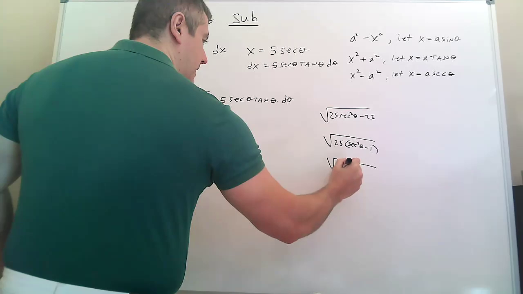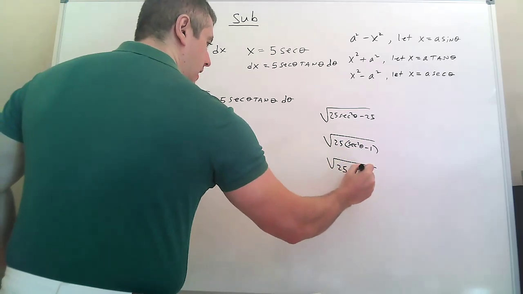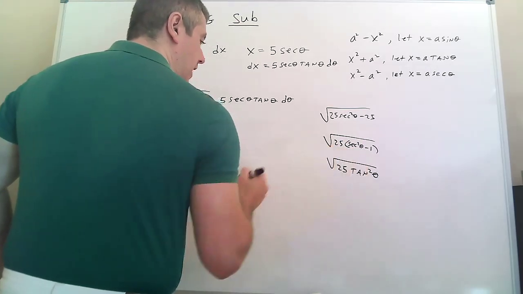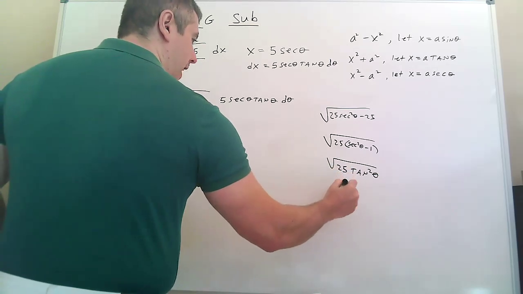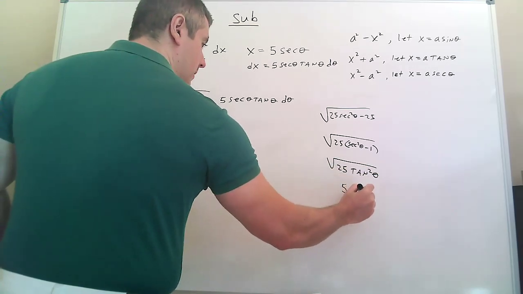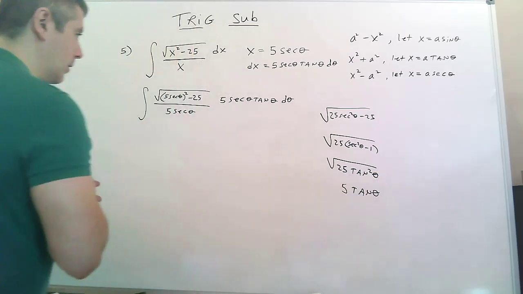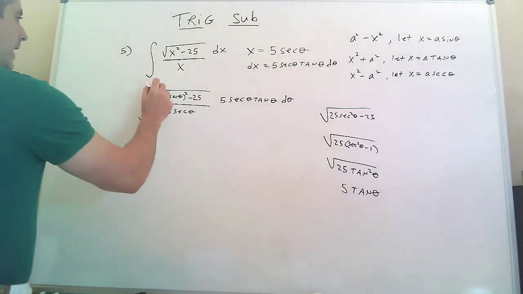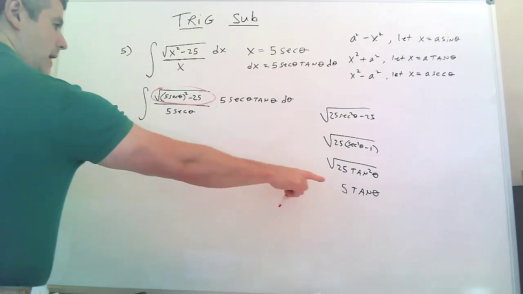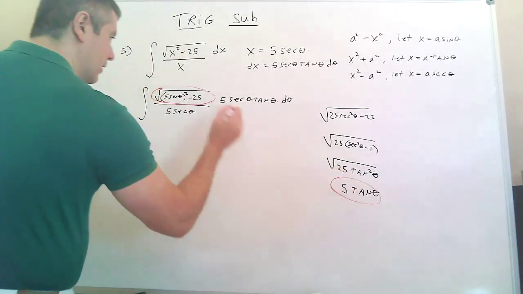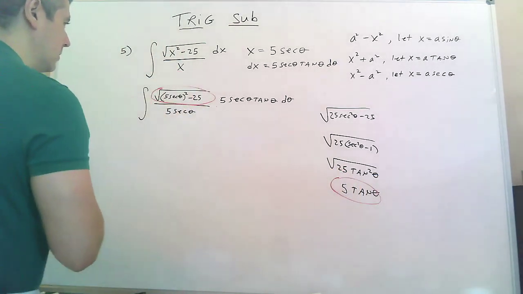Now I use the trig identity. Secant squared minus 1 is tan squared. Again, remember it's theta. Square root of 25 is 5. Square root of tan squared is tan theta. All right, so I did all my side work, which allowed me to come back up here and put that over there. That's exactly what I'm going to do.